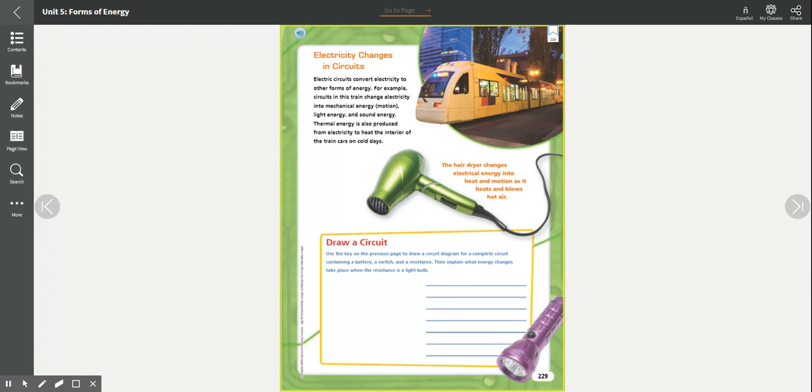Draw a circuit. Use the key on the previous page to draw a circuit diagram for a complete circuit containing a battery, a switch, and a resistance. Then explain what energy changes take place when the resistance is a light bulb. So you're drawing a circuit in this box right here, and you have to have a battery, a switch, and a resistance. Then you need to explain what energy changes take place, because the resistance you have to draw is a light bulb. So a light bulb is changing electrical energy into what? And we talked about these on Monday. So there's two of them that it turns into.